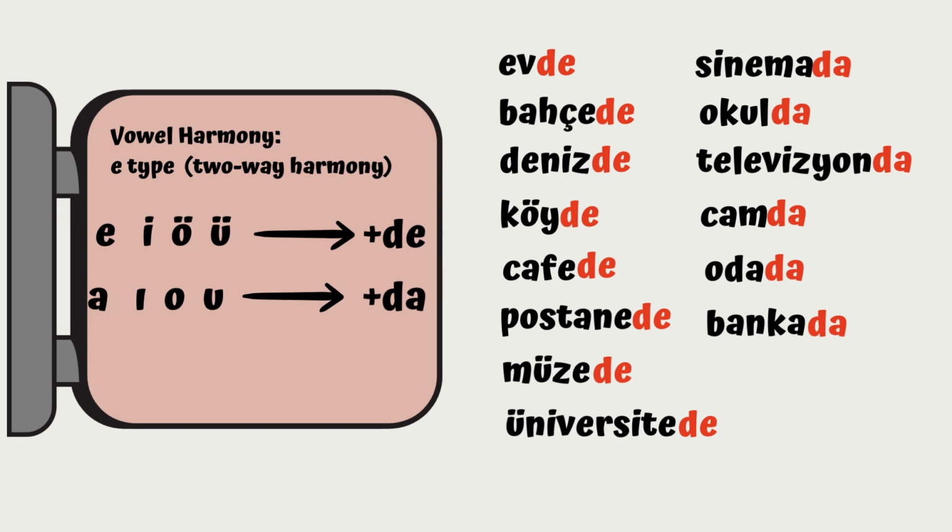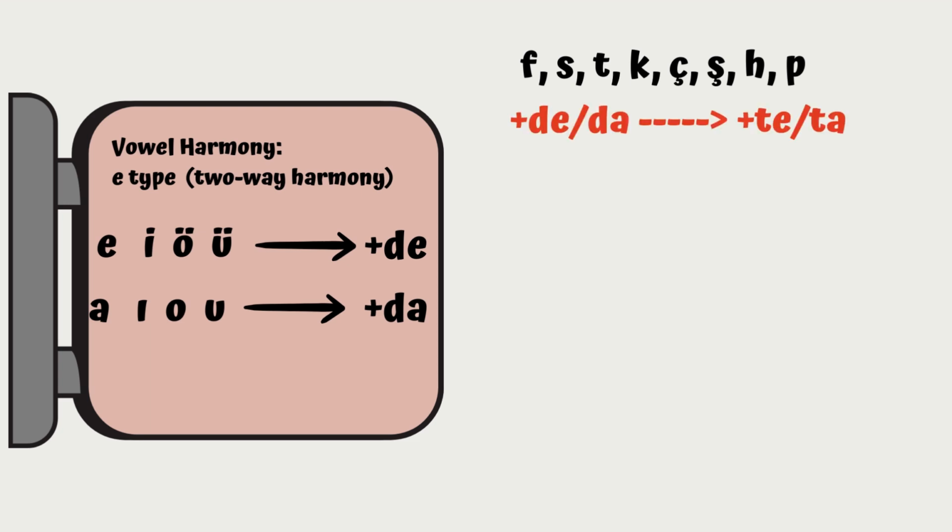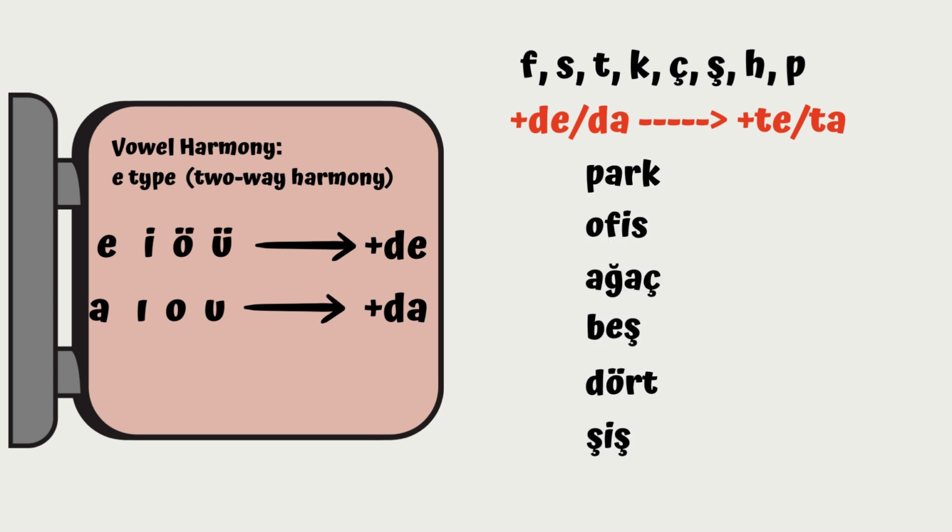However, we have to be careful about this. We have never talked about this. So if the last consonant of the word is one of these, F, S, T, K, Ç, Ş, H, P, then that D changes to T and Da changes to Ta. So you change the D to T.